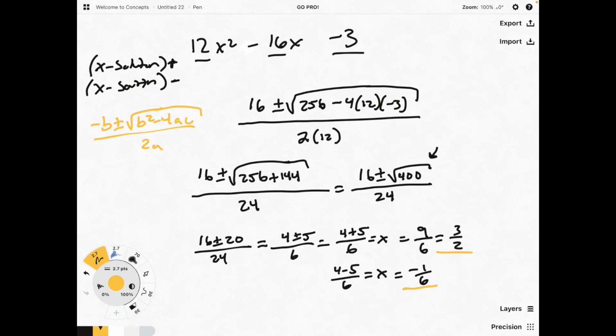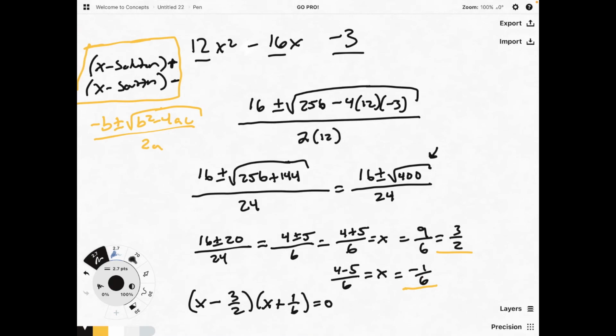And so what we need to do now is plug in these values into our factors, right? So we take the plus solution, which is 3 over 2, and we do x minus 3 over 2. Similarly, we now do x minus your minus answer. In this case, a minus times a minus gives us a plus, x plus 1 over 6 equals 0.